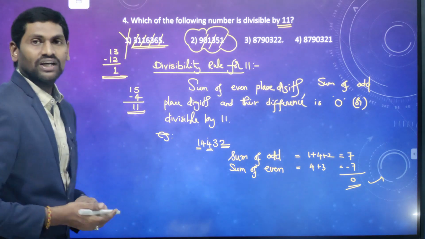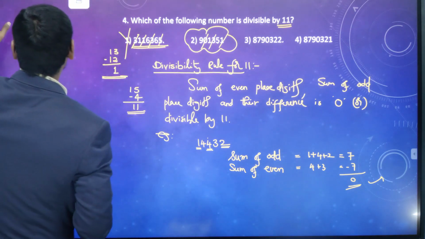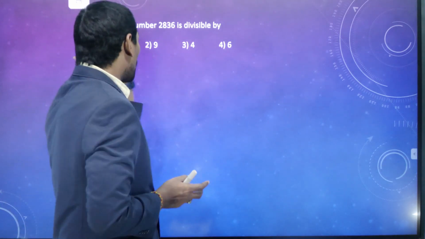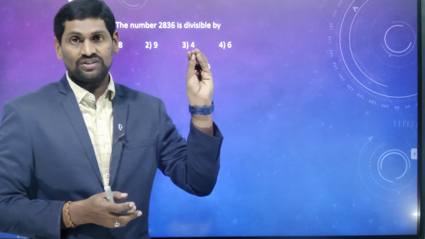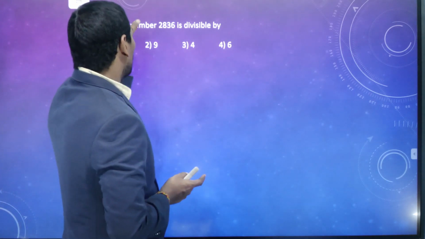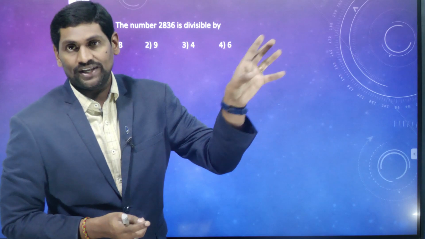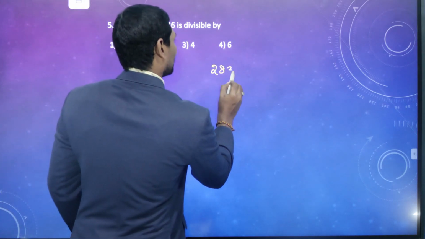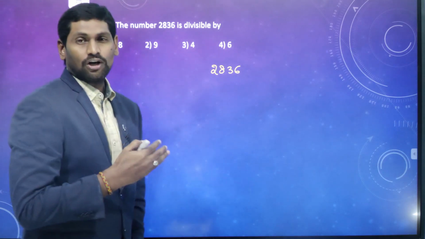So let us move on to the next problem. Right. The number which is exactly divisible by... one number is given. From the options we are having some divisibility rules. Let us check the number is divisible by which of the following numbers. Okay, what is the number here? 2836. Let us go through the options one by one.